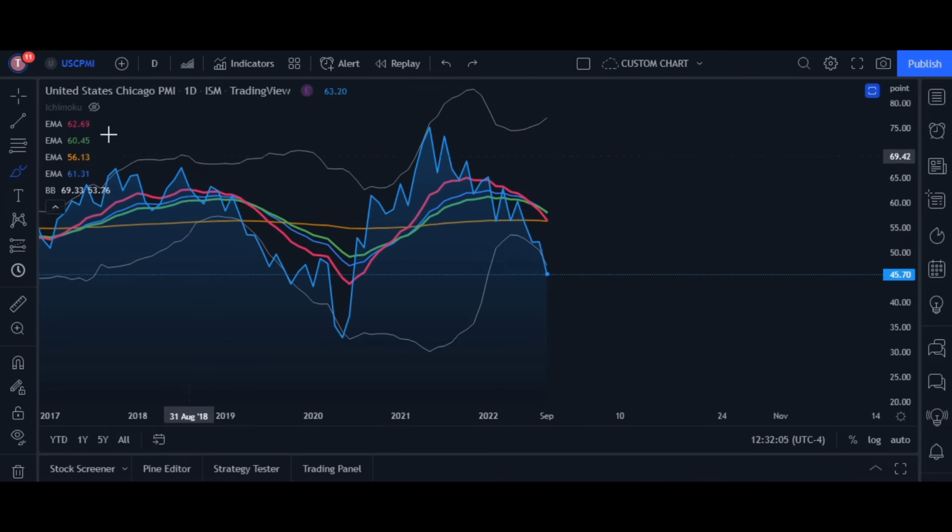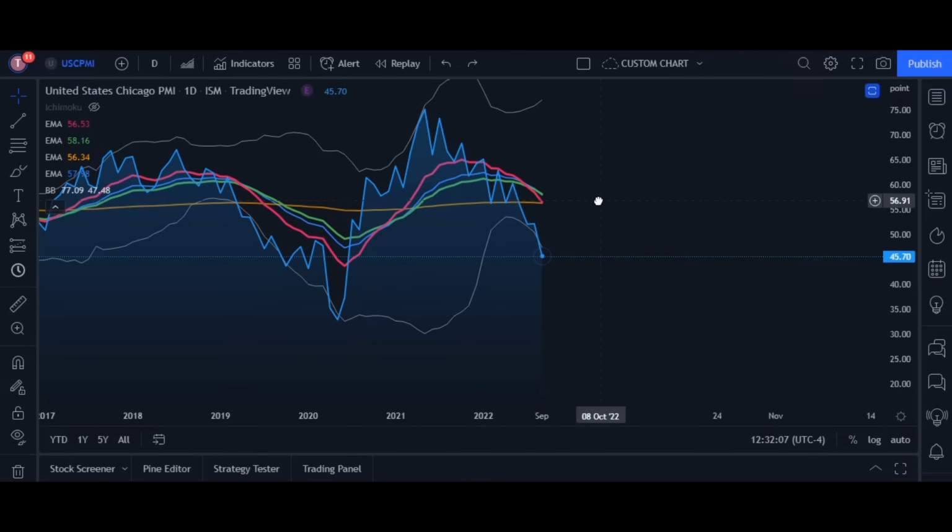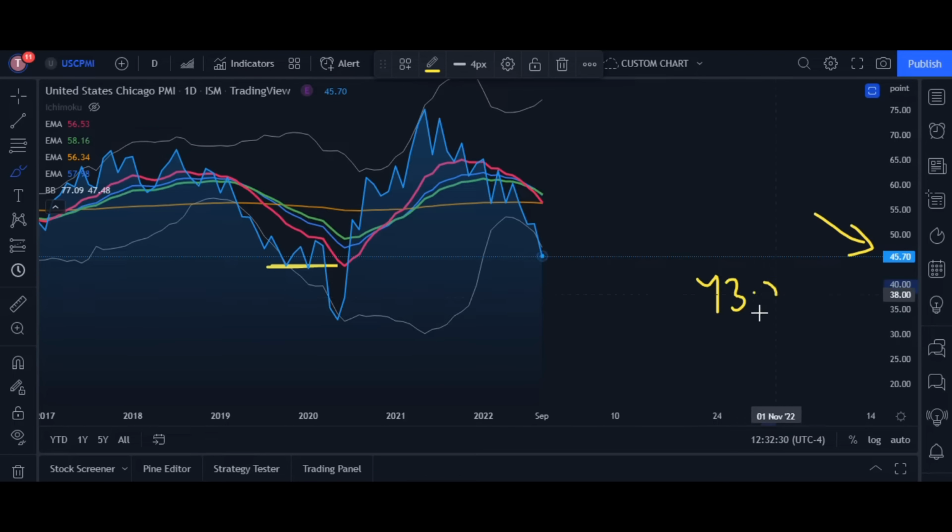Okay, now let's talk about the technicals. See, I'm a technical person, so I always relate whatever is happening to the technicals. If you see, this was the previous support. The previous support was at 43.70, then the low was 43.20. This is 45.70, and the previous support was at 43.20.